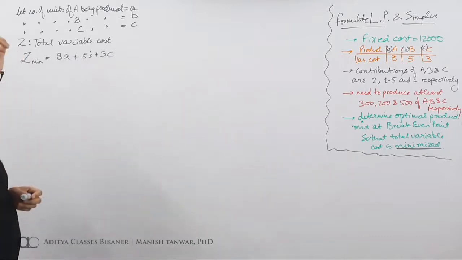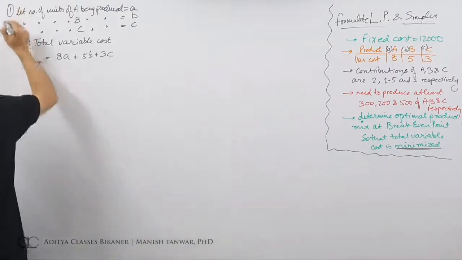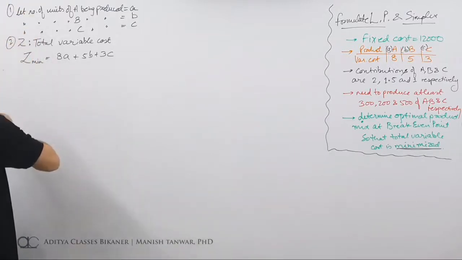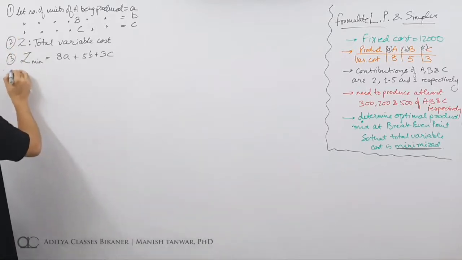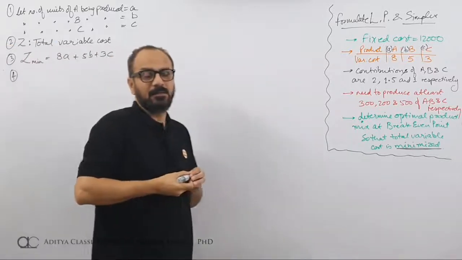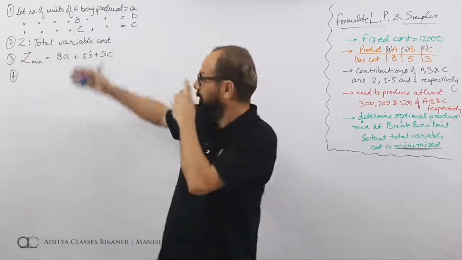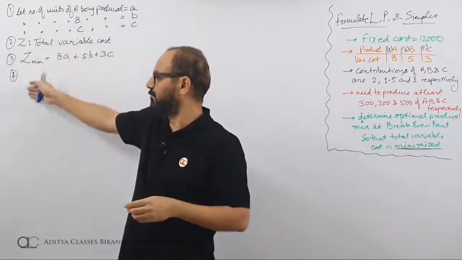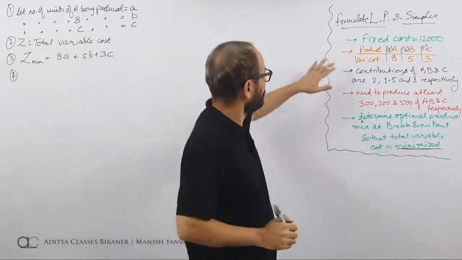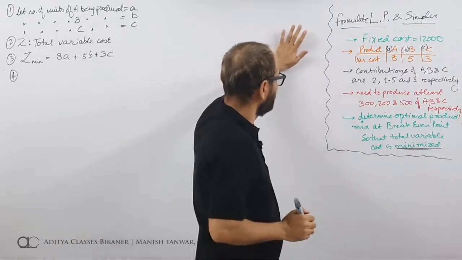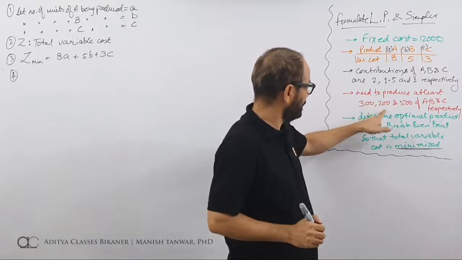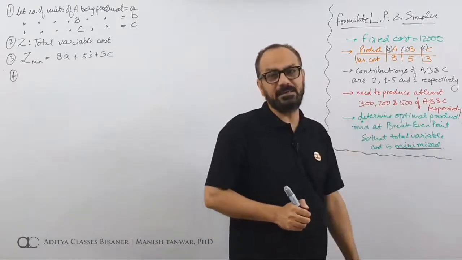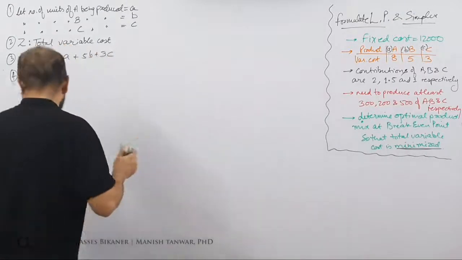Fine. If you remember the formulation of a linear problem, the first step is decision variables, then the key variable, then the objective function. The fourth step is the constraints. So, I have the first, second, third steps. What are the constraints for me? I need to produce at least 300, 200 and 500 units of A, B and C respectively. So, this is an important constraint.